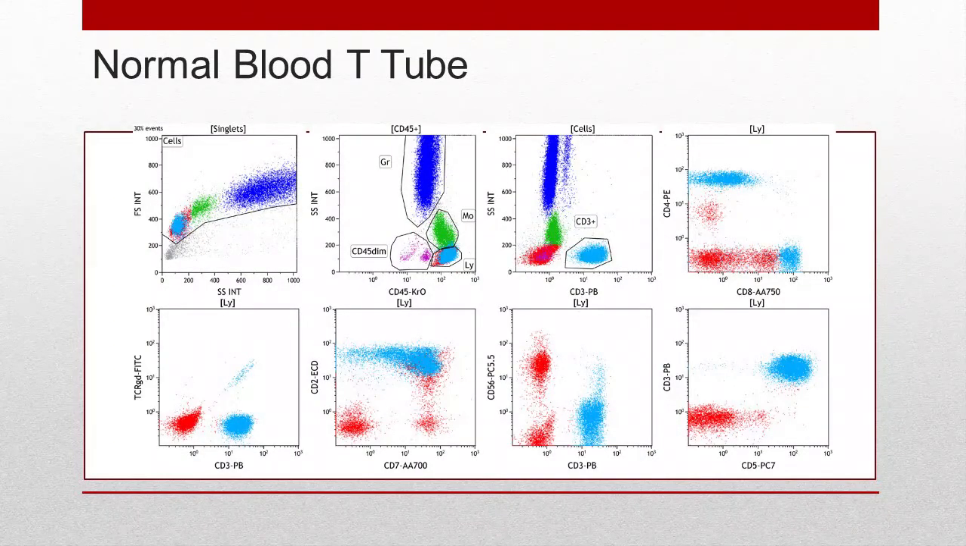If you look at normal blood in the T tube, you can see here you are staining for CD3 cells. There are some dim CD45 cells in here. These are actually basophils. You can see here the light blue are the T cells, so the CD4, CD8 tubes that co-express CD5. There are a few TNK cells. There are some CD3 negative, CD56 positive cells. These are the NK cells. They're not colored in this instance.